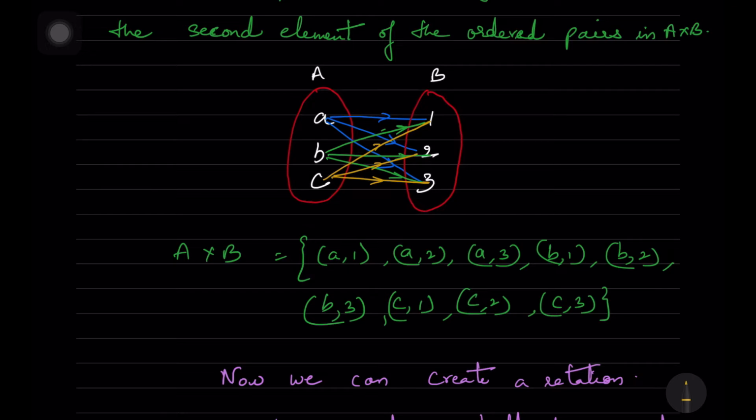Here when we are taking the Cartesian product, we can write directly a1, a2, a3, then b1, b2, b3. You can see all the blue lines going from the first set to all 3 elements of the second set. Then b with the green line, you can see b is going to all 3 elements of the second set. So therefore a1, a2, a3, b1, b2, b3, c1, c2, c3. This is the Cartesian product.